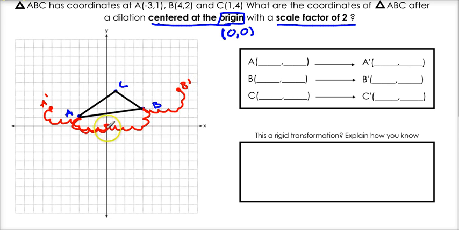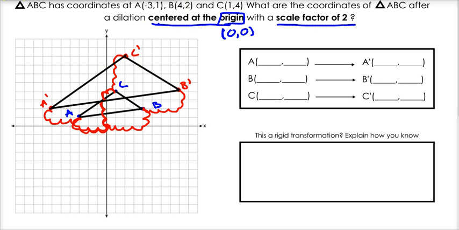And C prime, let's count it. 1, 2, 3, 4, 1. So up 4 over 1. We got to do that twice now. 1, 2, 3, 4, up 1. 1, 2, 3, 4, up 1. And that is C prime. Okay, we got our new triangle. We got our image. Let's connect all the points and blam.